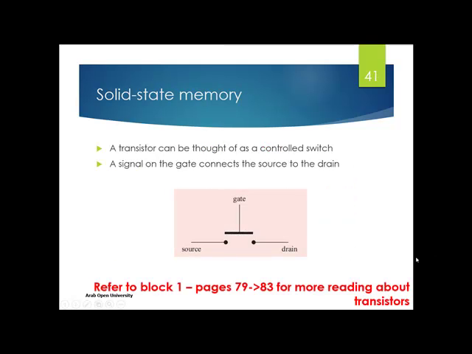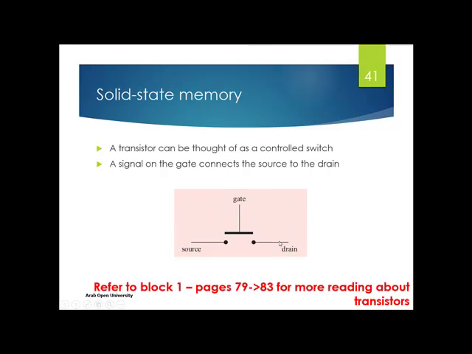So a transistor can be thought of as a controlled switch. A signal on the gate connects the source to the drain. If we apply a signal on the gate, it will close the switch and let the current pass from the source to the drain. This basic transistor does not allow the storage of data, since once the signal is removed from the gate, the switch will be open again.